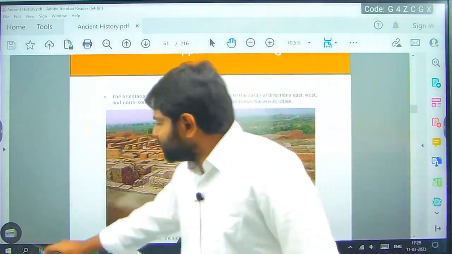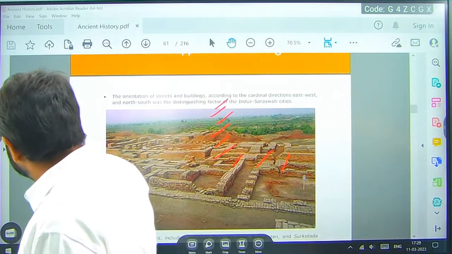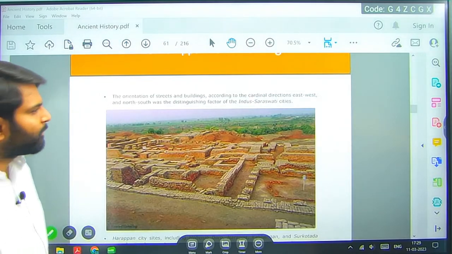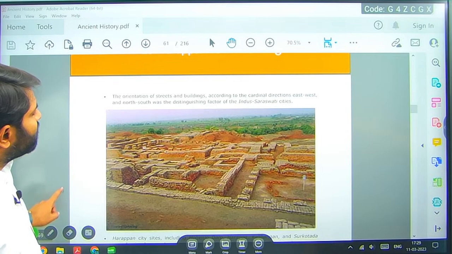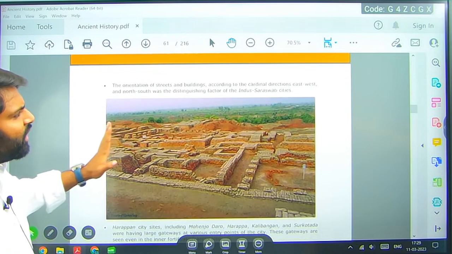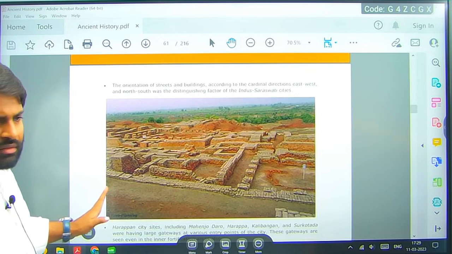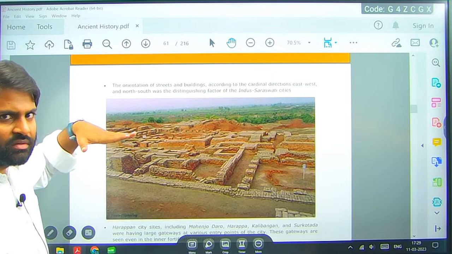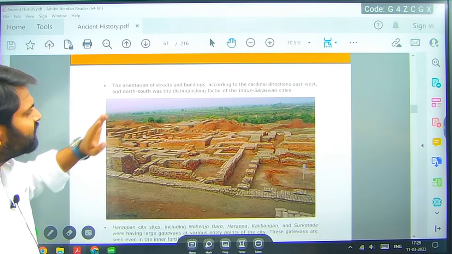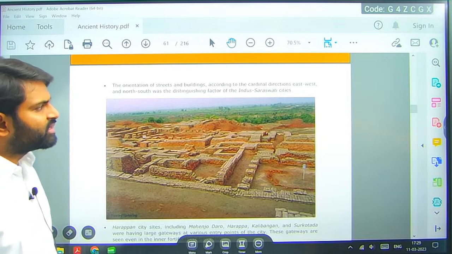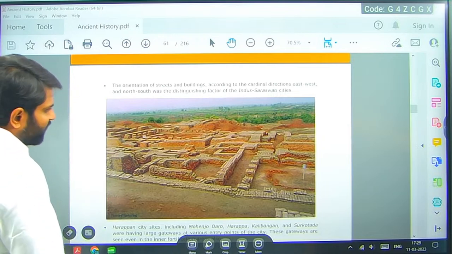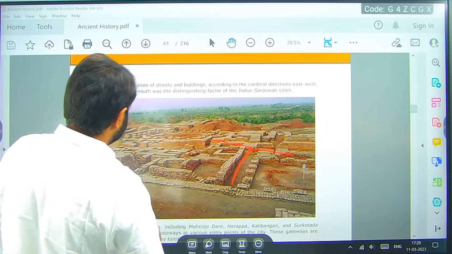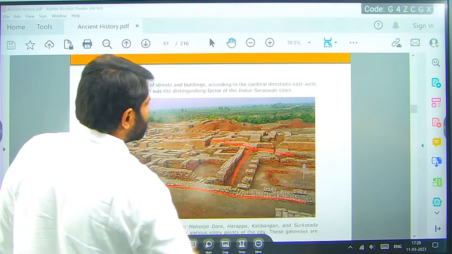So if you can see Harappan planning, the orientation of streets and buildings according to the cardinal directions, east to west. You can see streets and buildings are in the directions of east and west, a regular phenomenon even now. And the north town was a distinguishing factor of Indus Saraswati cities. Geometrically, these are at 90 degrees. You can see these are clearly geometrical shapes.